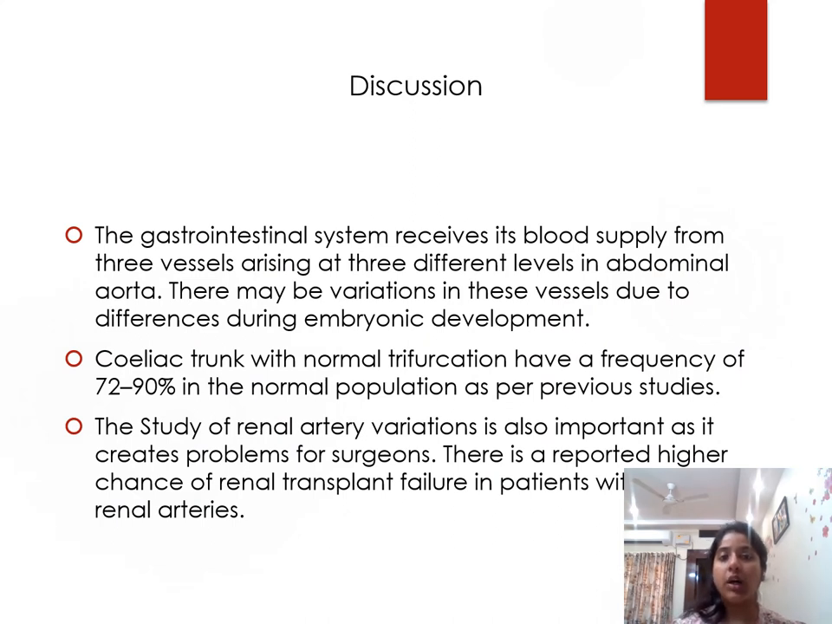The gastrointestinal system receives its blood supply from three vessels arising at three different levels in the abdominal aorta. There may be variation in these vessels due to differences during embryonic development. The celiac trunk with normal trifurcation has a frequency of 72 to 90% in the normal population as per previous studies. The study of renal artery variation is also important as it creates problems for surgeons.